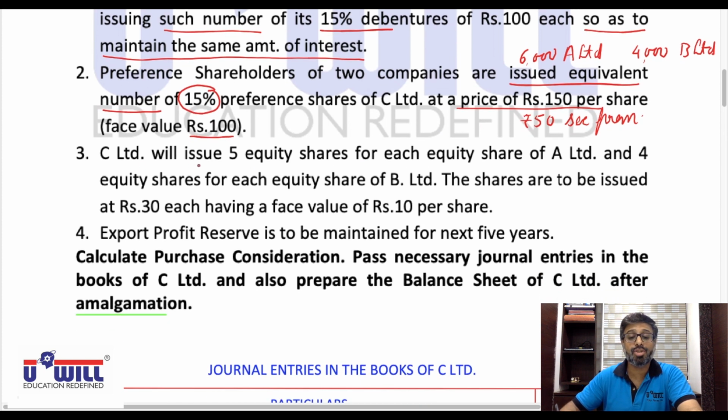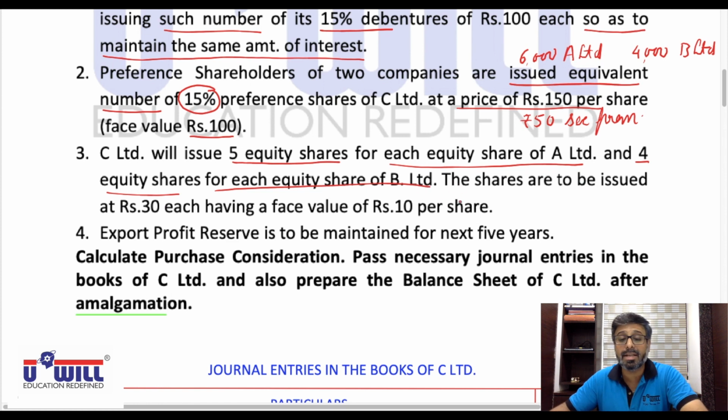C Limited will issue 5 equity shares for each equity share of A Limited and 4 equity shares for each equity share of B Limited. Just underline it, then we will see the things in detail when we make the workings. The shares are to be issued at rupees 30 each, having a face value of rupees 10 per share. So here also you can say that 20 rupees is premium. Face value 10 but issued at rupees 30 means 20 rupees is premium.